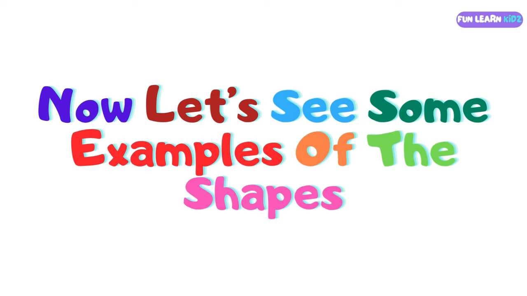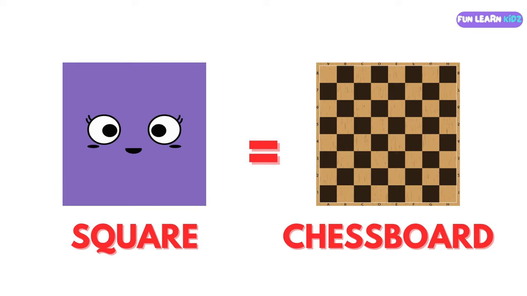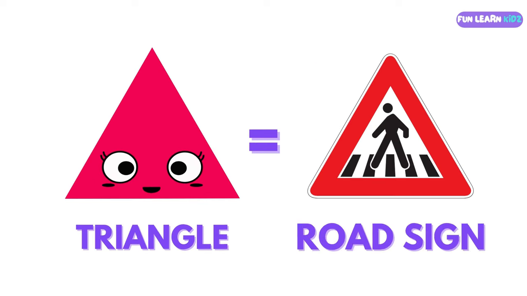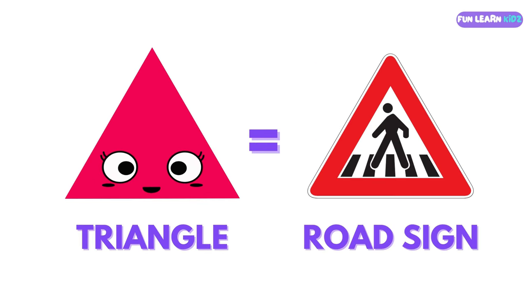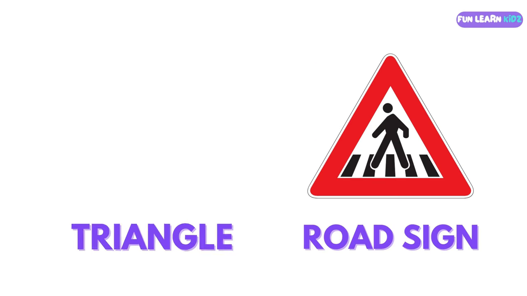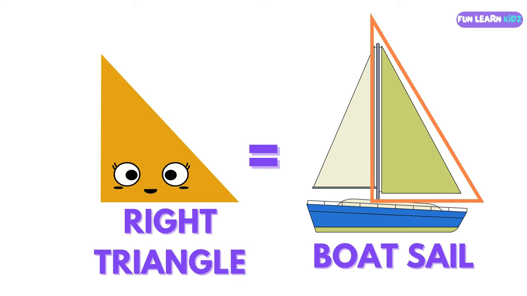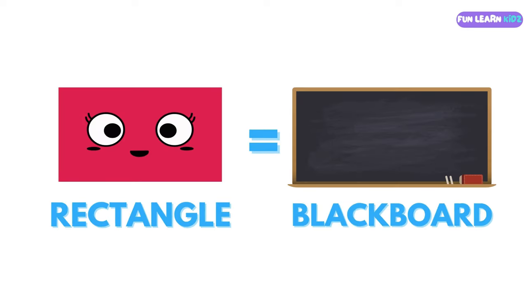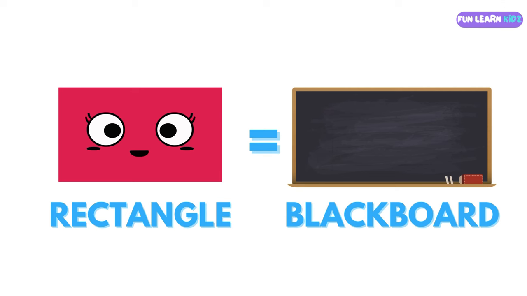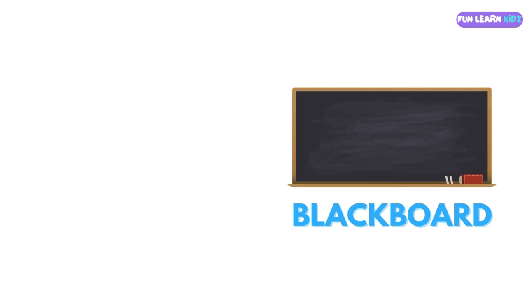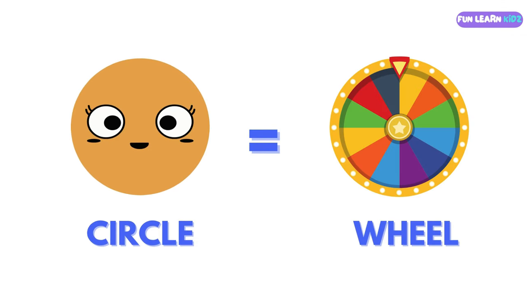Now, let's see some examples of the shapes. Chessboard is the example of a square. Road sign is the example of a triangle. Boat sail is the example of a right triangle. Blackboard is the example of a rectangle. Wheel is the example of a circle.